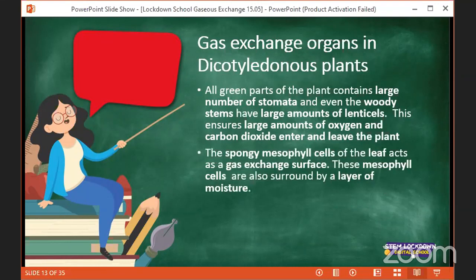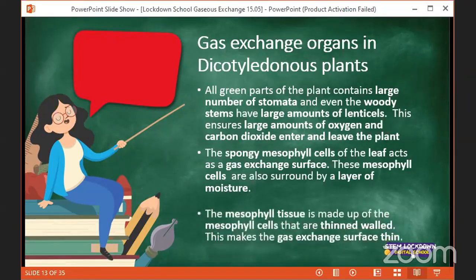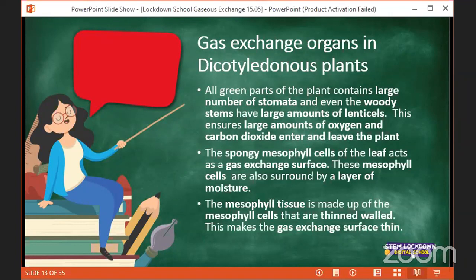Right, and then second point, the spongy mesophyll cells of the leaf act as a gas exchange surface. So these mesophyll cells are also surrounded by a layer of moisture. So now our second requirement is also met here because the surface area is moist. Third bullet says the mesophyll tissue is made up of mesophyll cells that are thin-walled, and this makes the gas exchange surface thin. So our third requirement is also met.